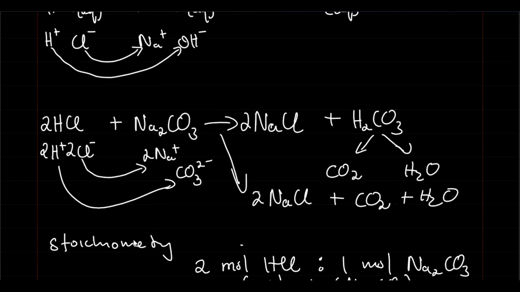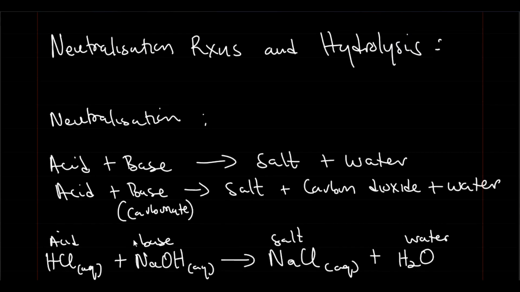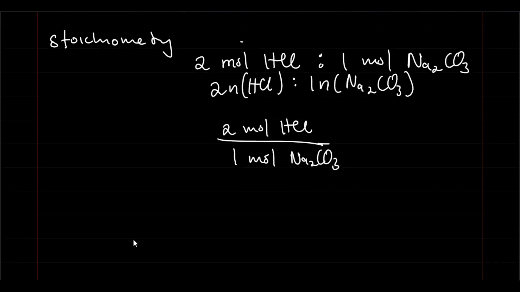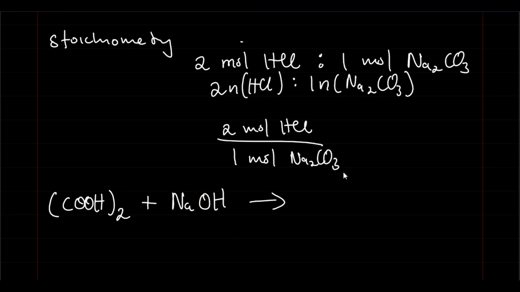Now we have to know the reactions of neutralization. Let's take this one of a weak acid and a strong base. So COOH. If I say COOH, what is this? This is oxalic acid. I add it to sodium hydroxide. So what are we going to get here?